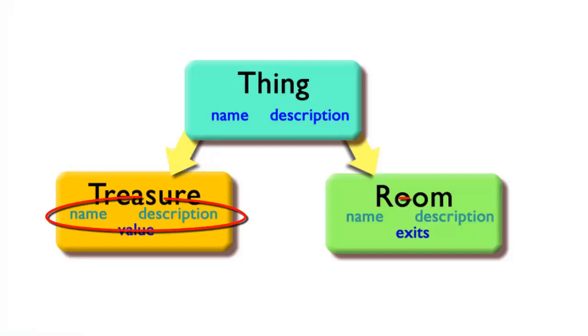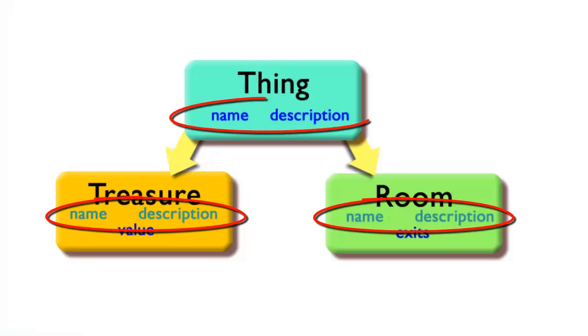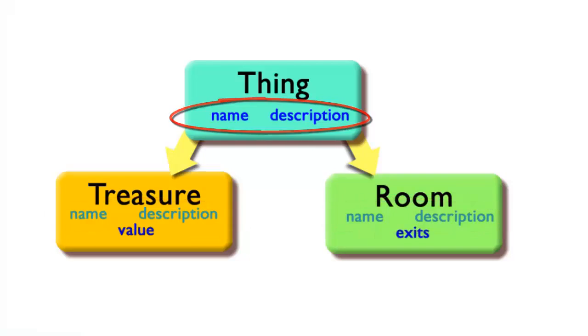These two have names and descriptions. But since I already have a class that handles those, I decide that I make both the treasure and the room class descendants of the thing class. Now this is one of the key features of object orientation. You can create a simple class and then define other classes, more complicated classes, that inherit all the features of the simple class and add on new features of their own. So that means I don't have to recode the same features over and over again.